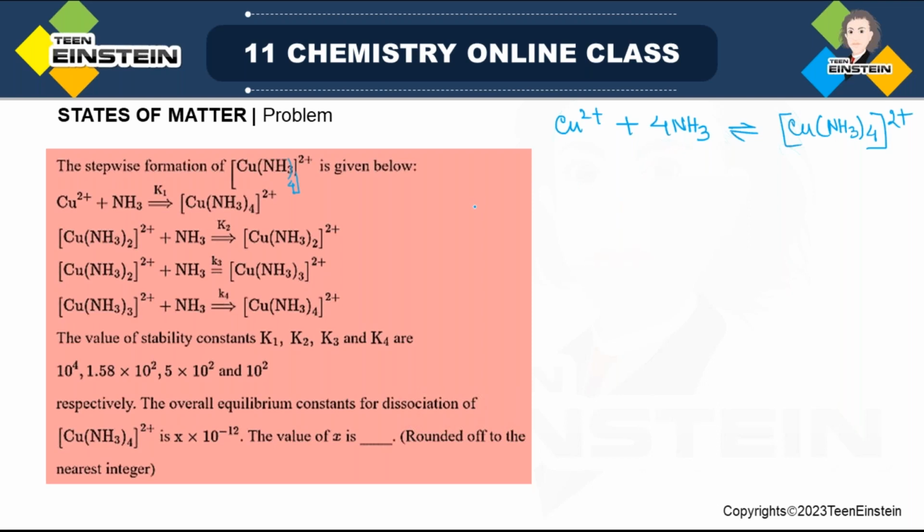Now this equation can be done in stepwise manner. Stepwise means here I have taken 4 ammonia together. But suppose you are doing the reaction one by one. One by one means first you have taken copper 2 plus and you have taken just 1 mole of ammonia, and it is K1. First you are getting Cu(NH3) 2 plus.